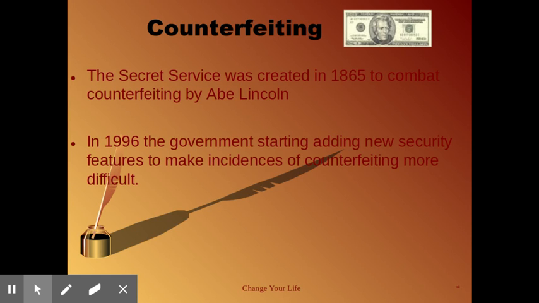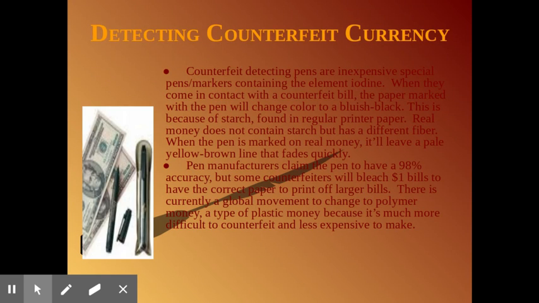In 1996, the government started adding new security features to make incidences of counterfeiting more difficult. Not impossible, but more difficult. You've got to work harder for it, right?